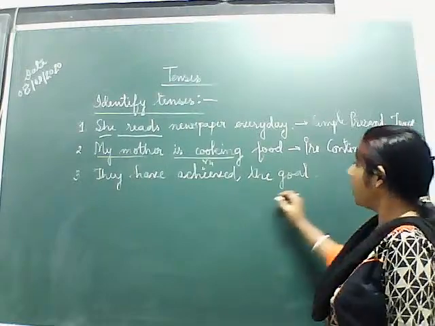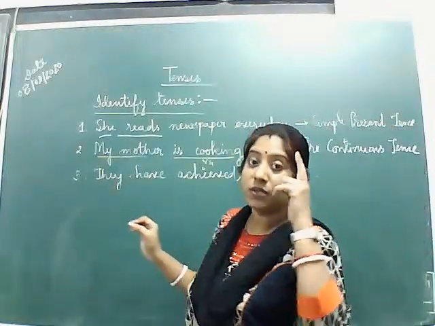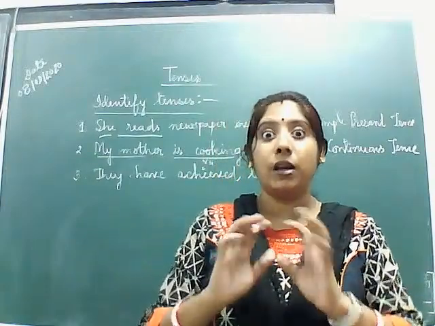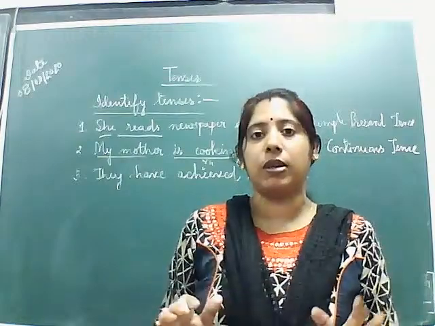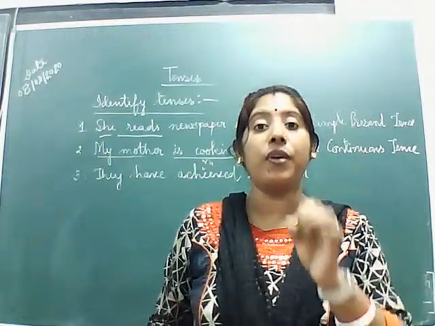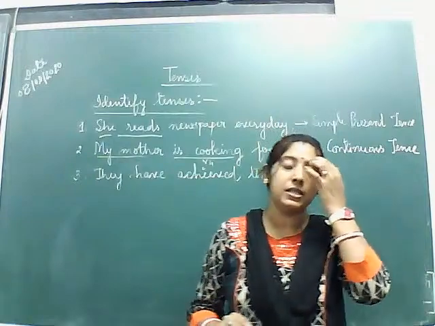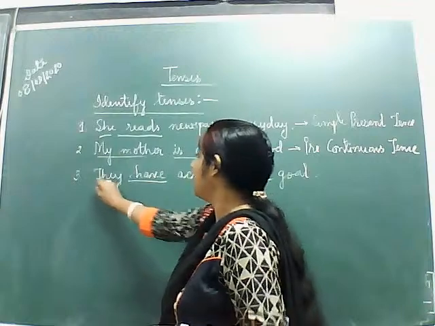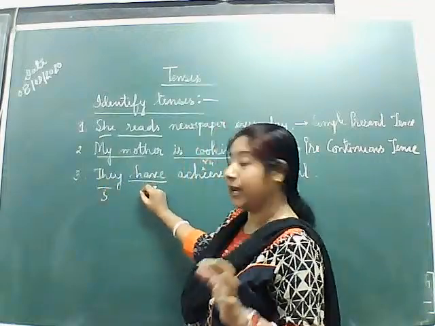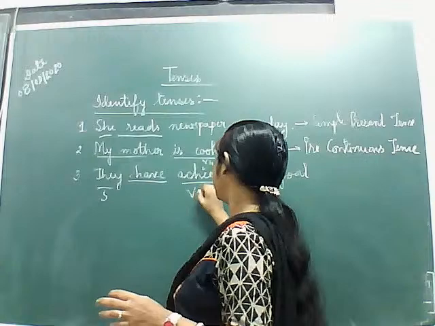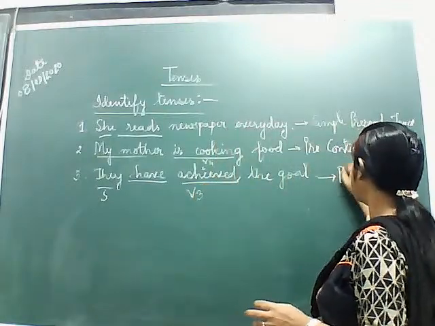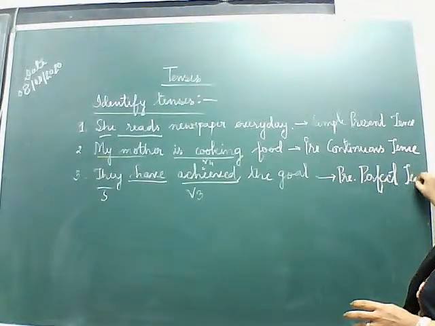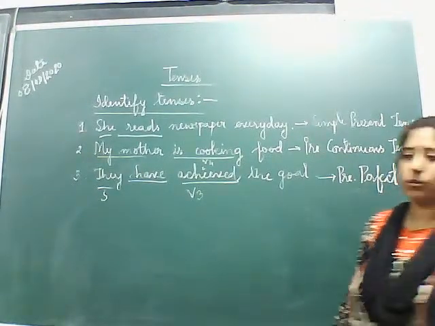Now the third one, you just use your IQ. You must not be blurred about this thing. This should be very clear to you. I taught it so nicely, so how can you forget it? This is present, subject, then have or has, and then V3. This is present perfect tense. Is it clear to you?